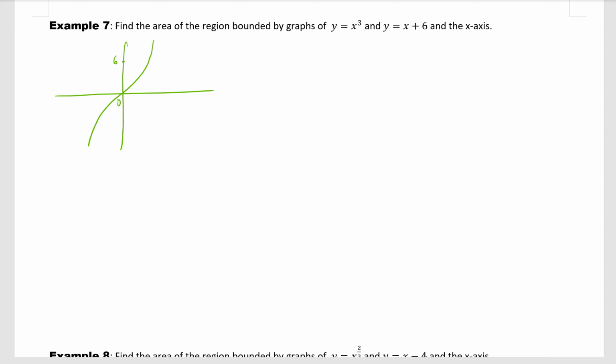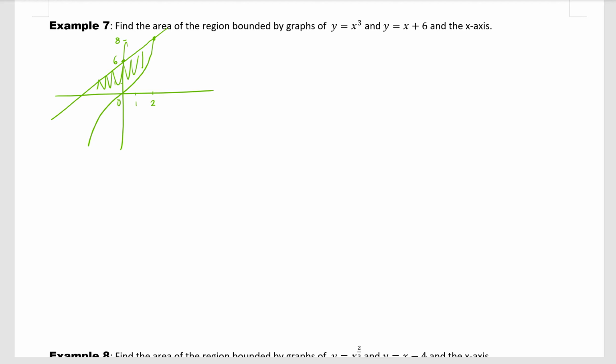We also want to know where they intersect. For x cubed, when we plug in x is 1, we get 1. When we plug in x is 2, 2 cubed is 8. Do you see 2 plus 6 is also 8? So actually, one of the intersection points is here. So we know the line passes through this point and that point, and we are looking for the area of the region bounded by y equals x cubed, y equals x plus 6, and the x-axis. So this is the region we are looking for. So far, so good, everybody?